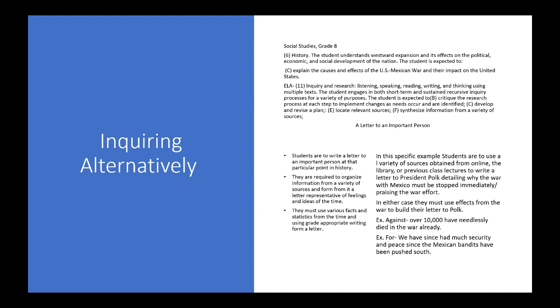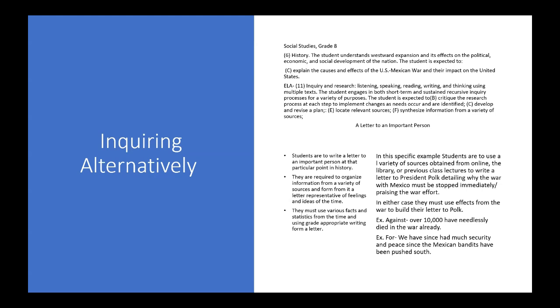In this method, the students are to write a letter to an important person at that particular point in history as it pertains to your specific class. They are required to organize information from a variety of sources and form from it a letter representative of feelings and ideas at the time. They must use various facts and statistics from the time and, using grade appropriate writing, form a letter.